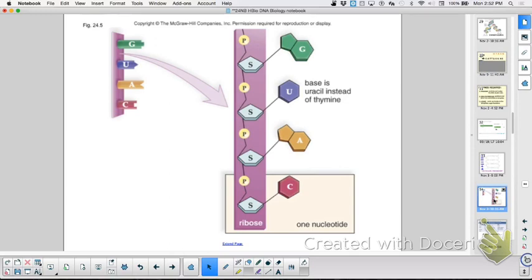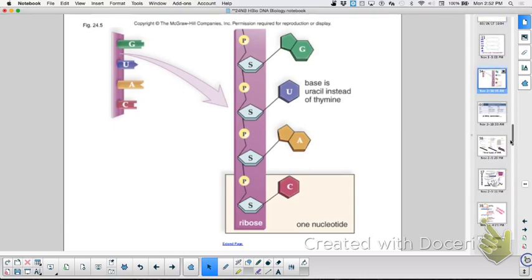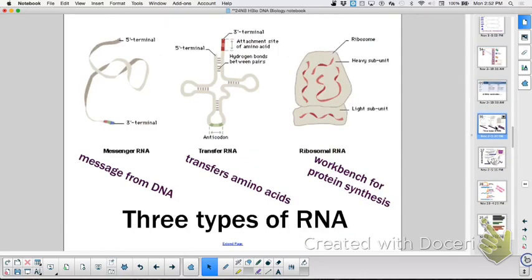There are no thymines in RNA. There's thymines in DNA. So what nitrogenous base replaces thymine? Uracil. Good. Okay. There are 3 kinds of RNA.